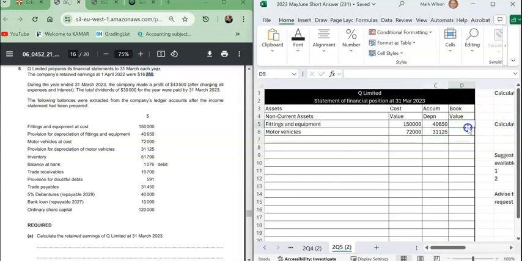And the book value is the cost minus accumulated depreciation. Get all those figures in and add those up. Nice and easy. So after the non-current assets, we have the current assets. So looking down here for any current assets, it starts off with, looks like inventory, which is good.